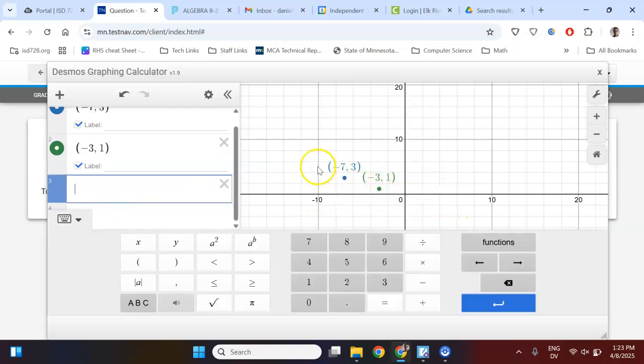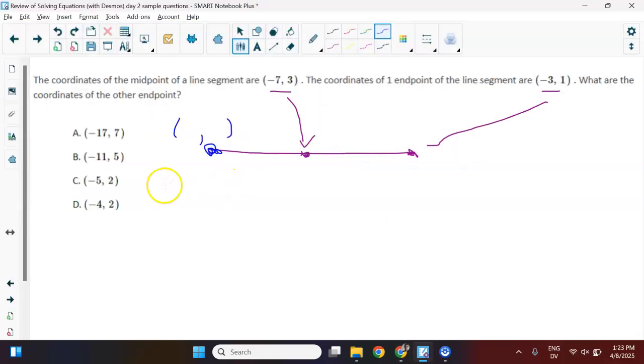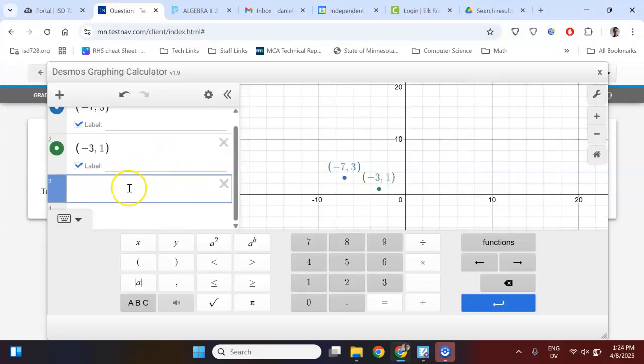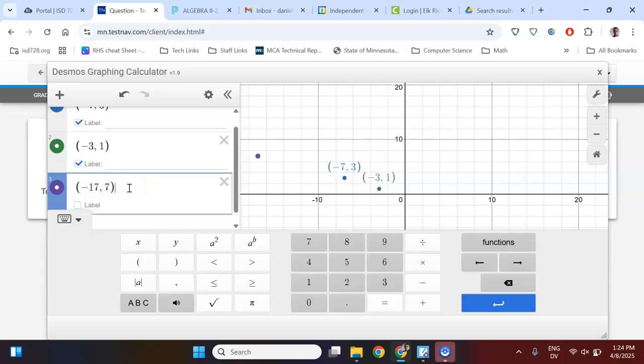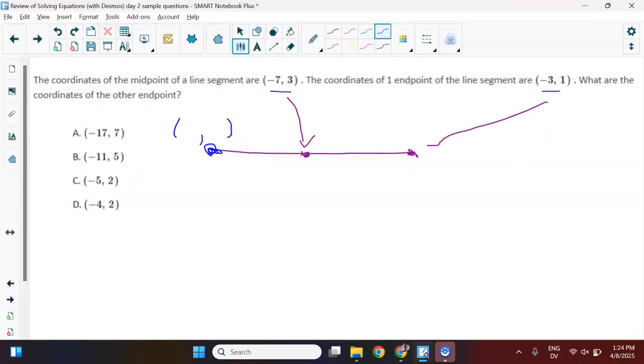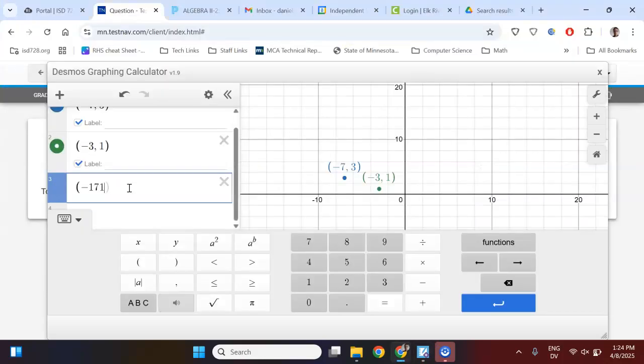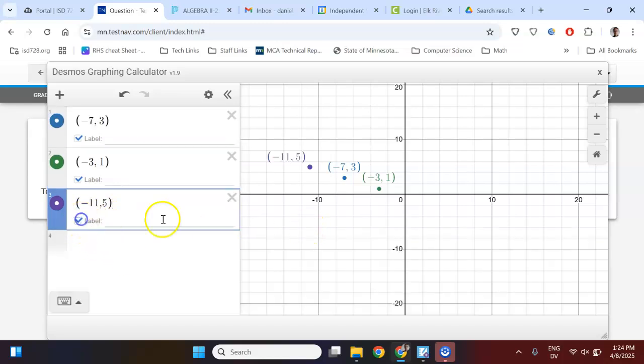So that means the other point has to be right about here, right up in there somewhere. So I'm just going to type in the answer choices and figure out which one works. Okay, so -17, 7. That's way off. That's no good. All right, let's try -11 and 5. Okay, and that looks pretty darn good. That's going to be my winner, I'm guessing.